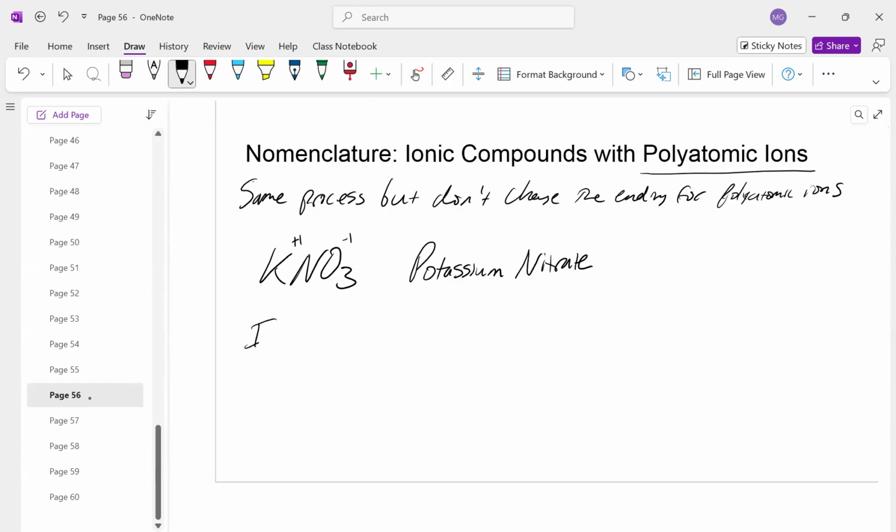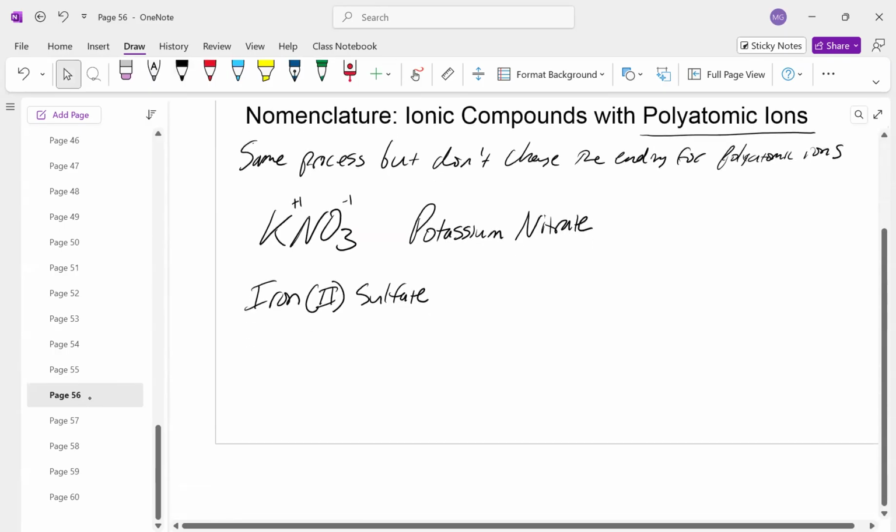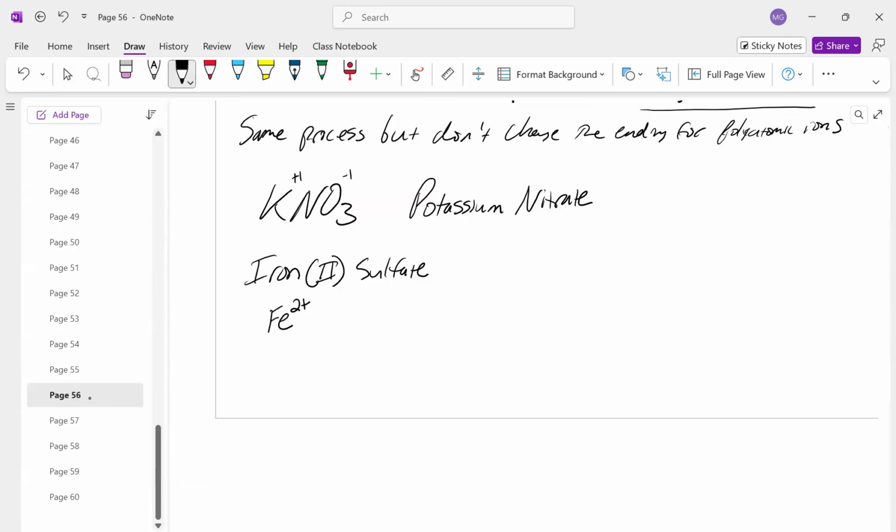Okay, what if I'm given the name iron 2 sulfate? Well, you just approach it in the same way as before. The Roman numeral gives you the charge of the iron, tells you it's +2. Sulfate, hopefully you have your polyatomic ions memorized. It's SO4 2-.